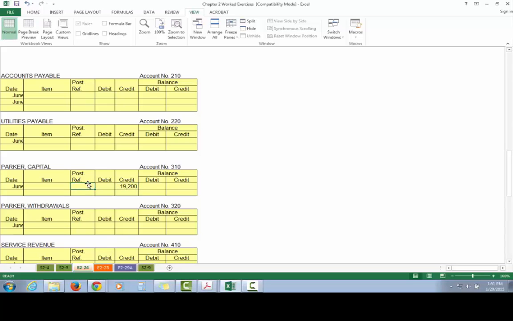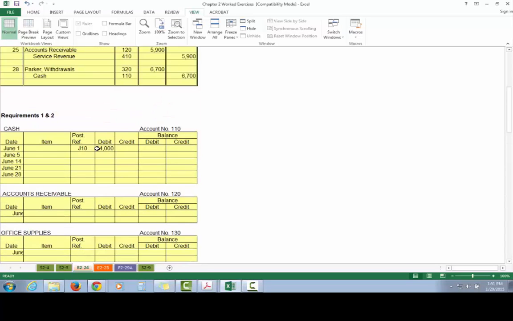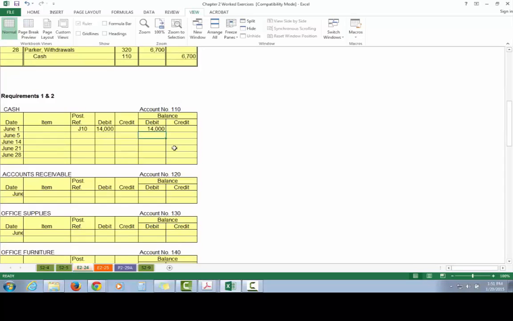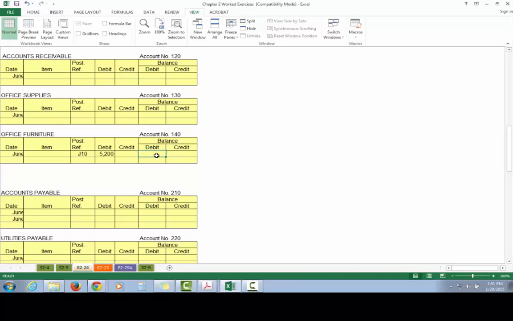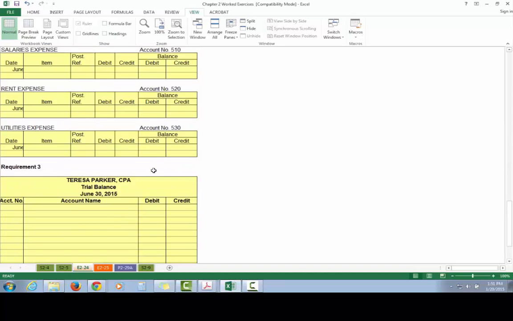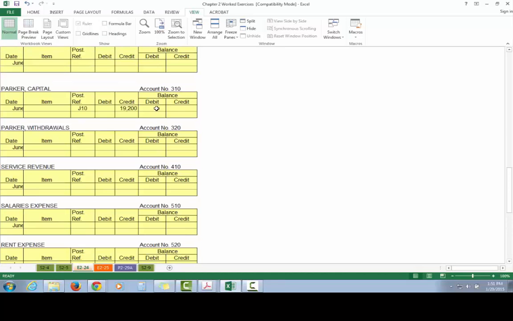And we'll do J10. So after that entry, we'll come back up here to cash. After this entry, we have a running balance in our cash account of $14,000. Okay, so we can do that for each of these to keep up a running balance of our account.